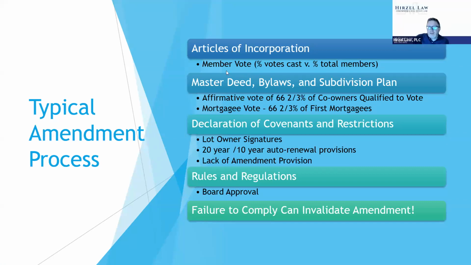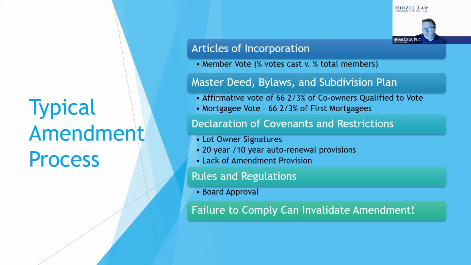So again, with respect to the typical amendment process, for the articles of incorporation, that's almost always going to be a vote of the membership. Usually it's going to be a percentage of votes cast instead of a total membership, but sometimes it is total members. Master deed and bylaws are going to require a vote of 66 2/3% of co-owners qualified to vote in order for material changes to be made.